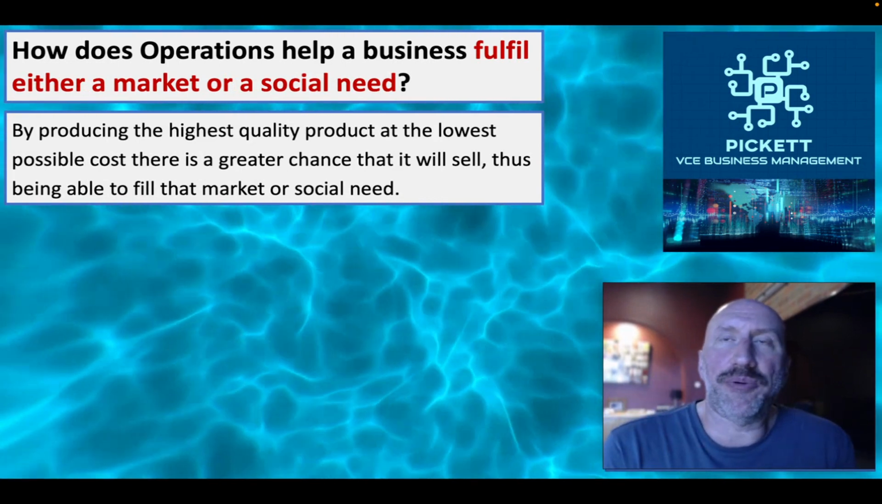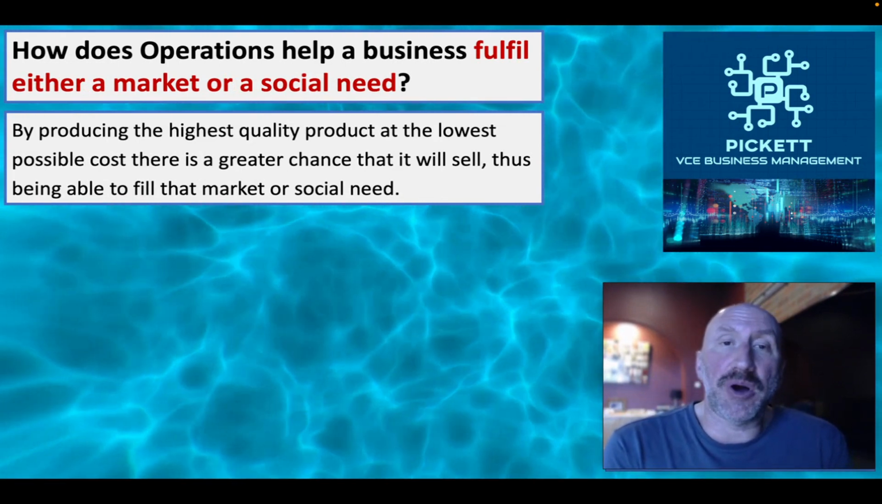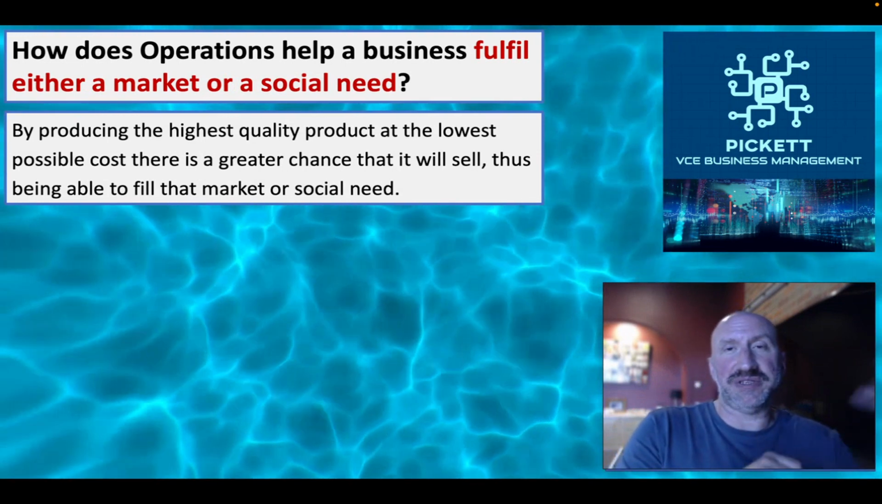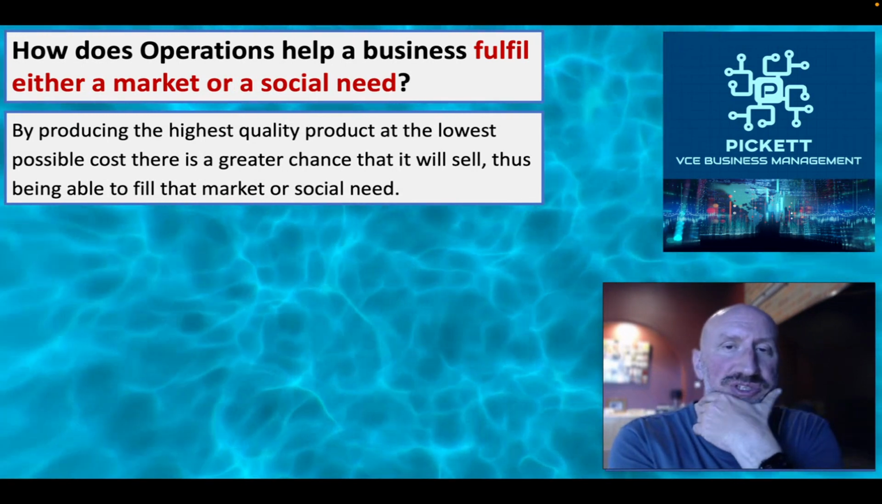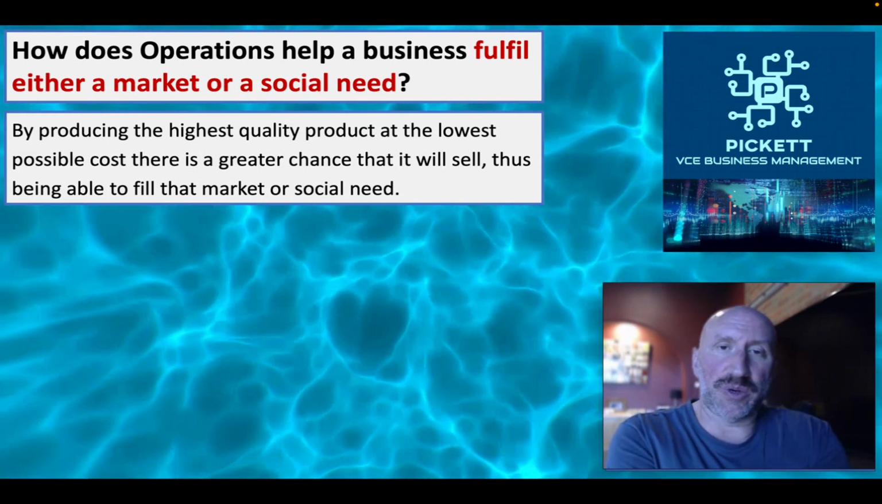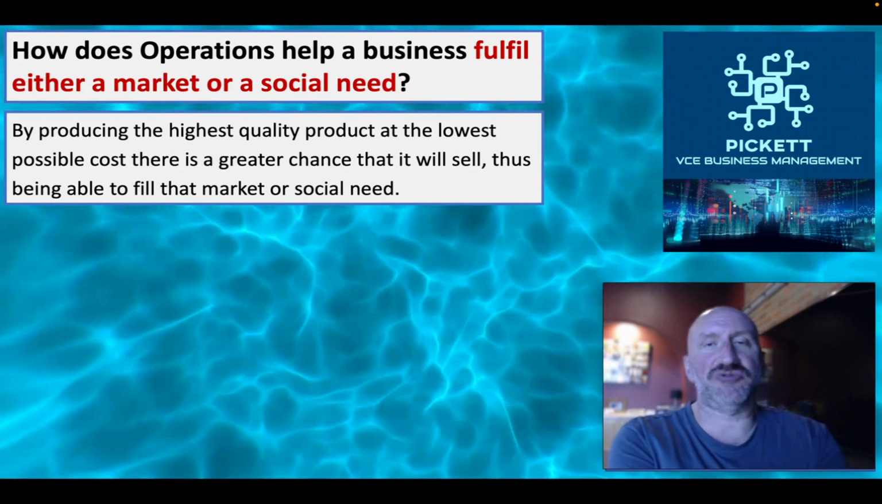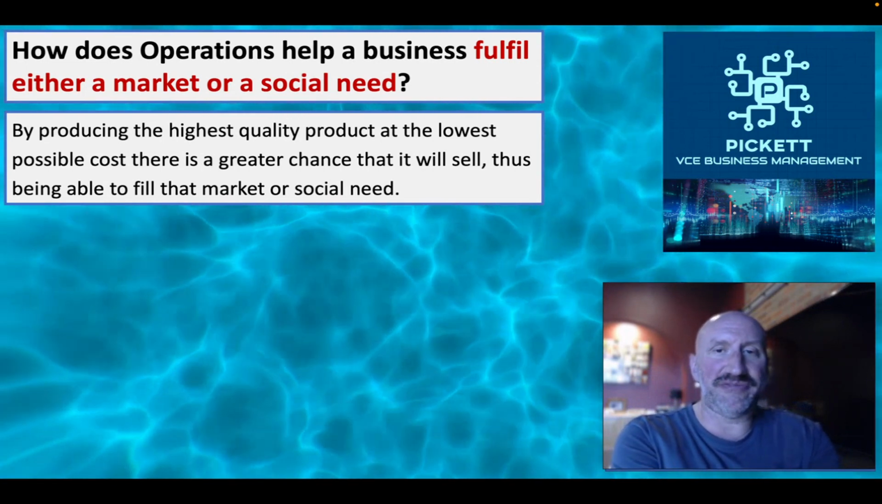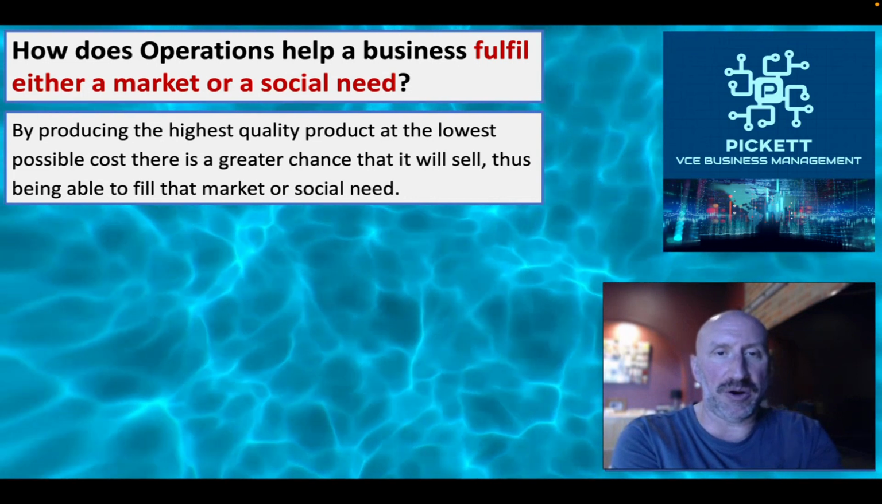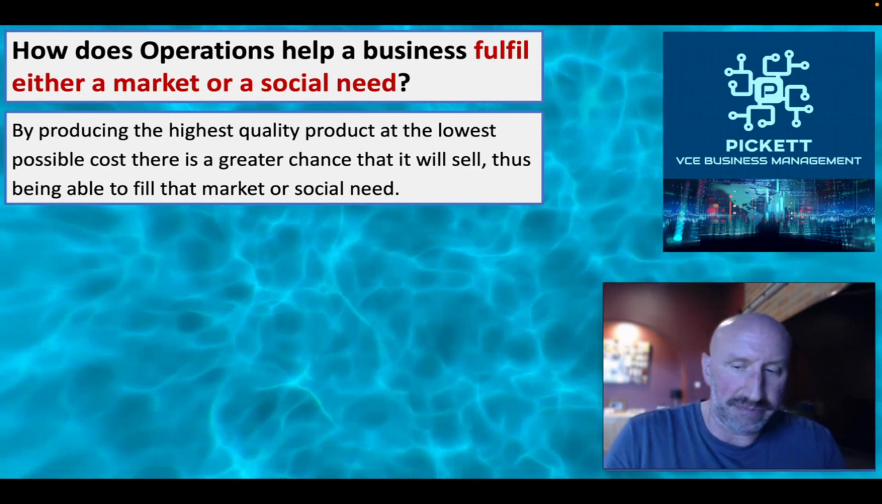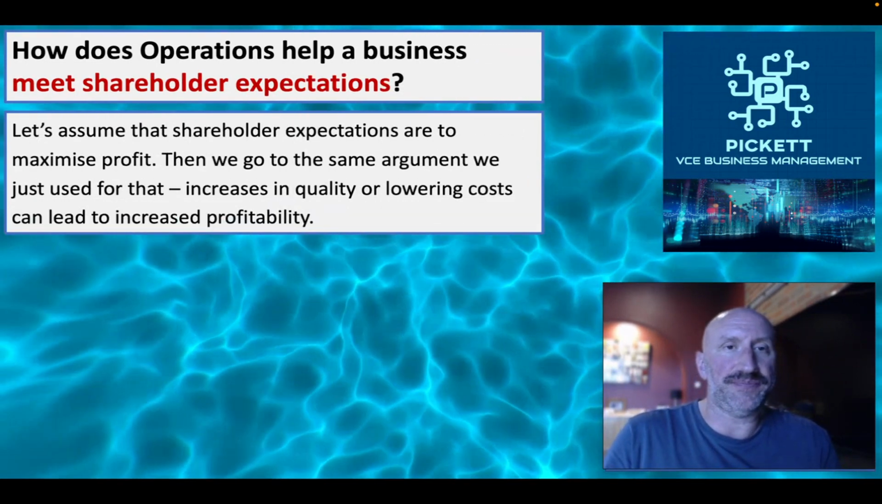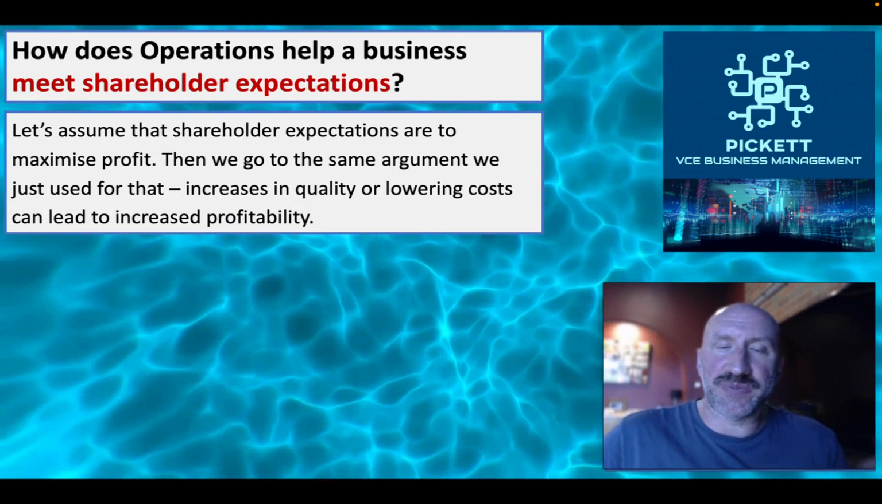How does operations help the business fulfill either a market or a social need? Again, you recognize that objective from earlier in the course. By producing the highest quality products at the lowest possible cost, there is a greater chance that it's going to sell, therefore being able to fulfill that market or social need. As simple as that, okay? How about shareholder expectations?